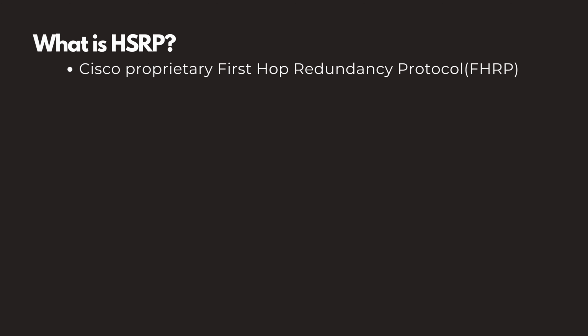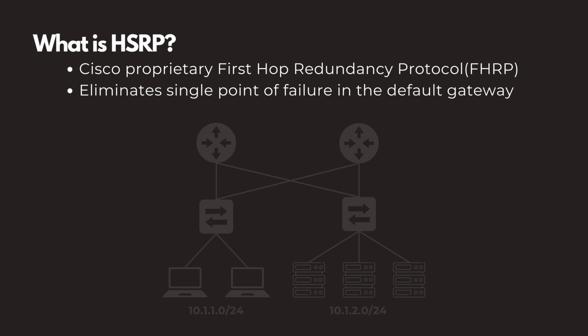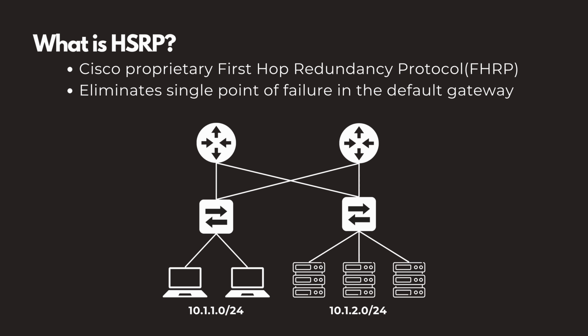What is HSRP? HSRP is a Cisco proprietary first hop redundancy protocol that presents a single virtual gateway IP to hosts. It eliminates a single point of failure in the default gateway. How does it work? Participating routers in the topology talk to each other and agree on the active router with the virtual IP address which end hosts will use as a default gateway.